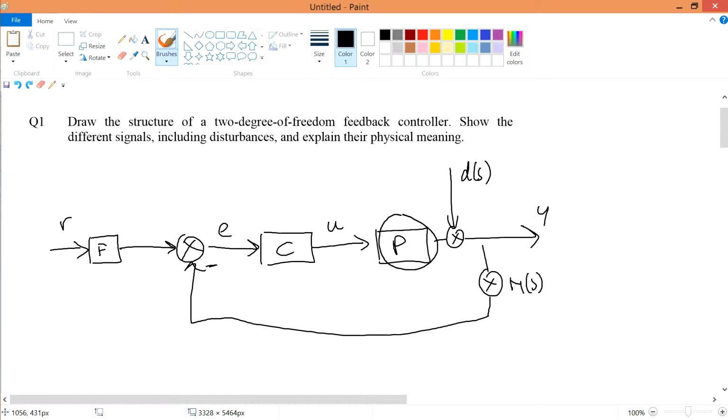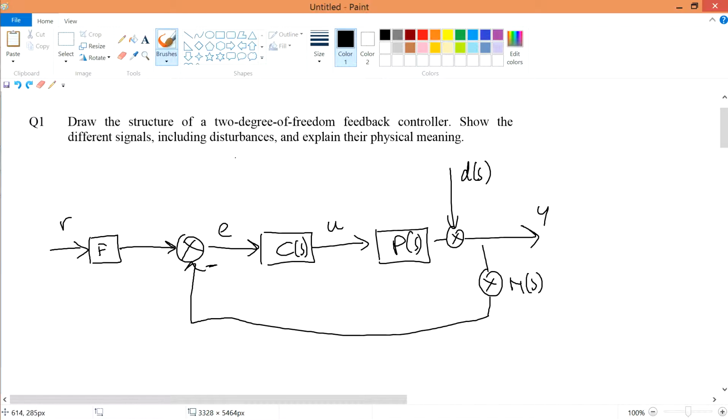The plant itself has its own transfer function. We call this P of S. You cannot change your plant system, you cannot change your plant transfer function. And therefore, normally we want a controller C of S, which is a certain transfer function that will control your plant. And this controller is the first degree of freedom.